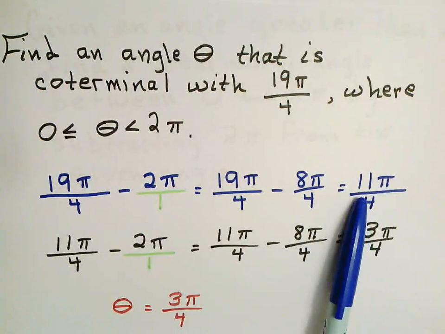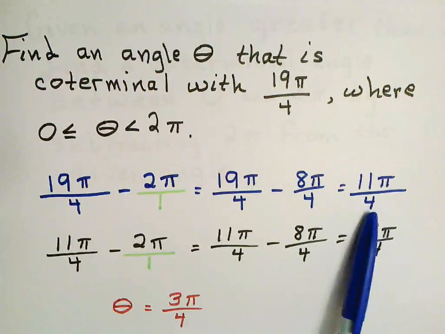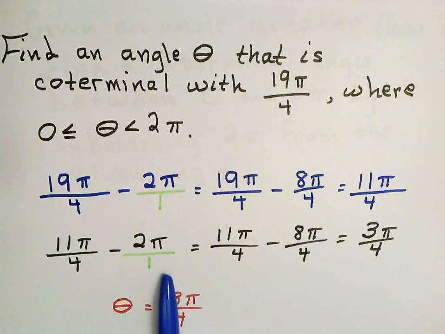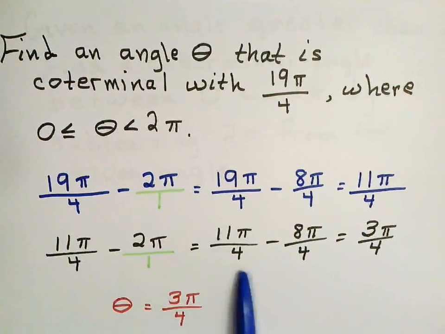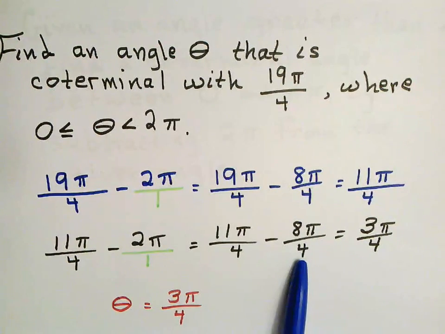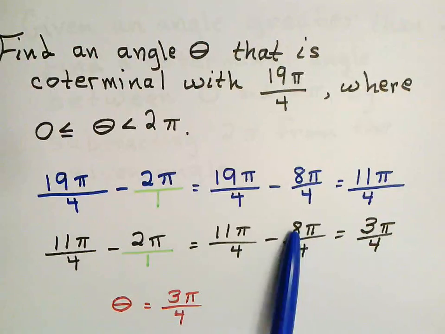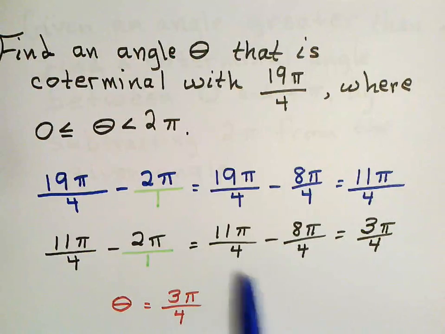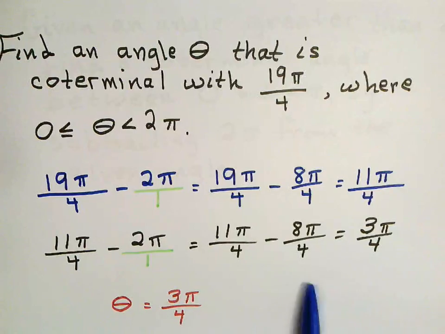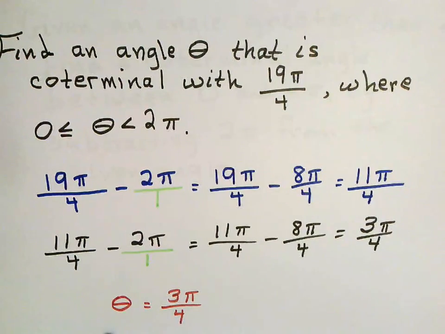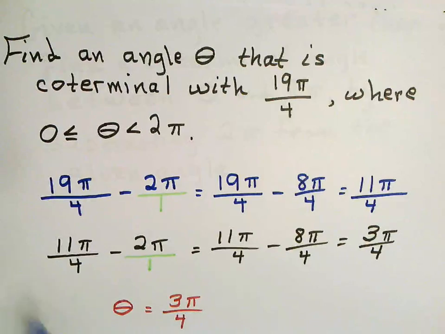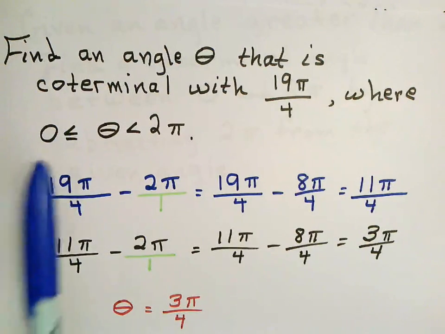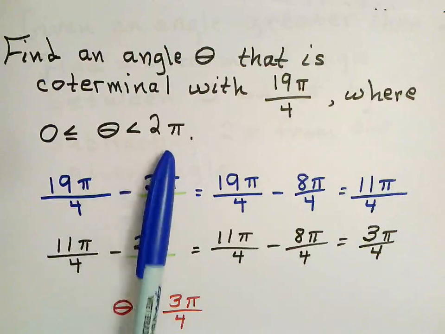But 4 going into 11 is about 2 point something. So it's still bigger than 2, so we have to subtract 2 pi again. So it's going to be 11 pi over 4 minus 8 pi over 4. Remember now, 8 pi over 4 is the same thing as 2 pi. And everything is in fourths because we can only add and subtract fractions when we have like denominators. 11 pi over 4 minus 8 pi over 4 gives us 3 pi over 4. So our theta is 3 pi over 4. We have found a coterminal angle between 0 radians and 2 pi radians.